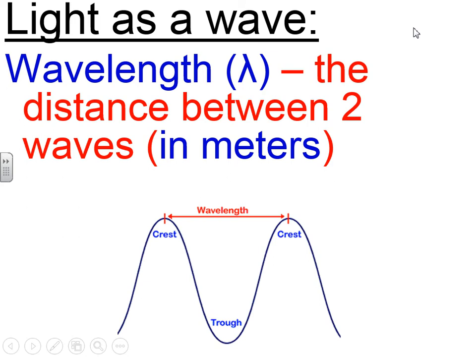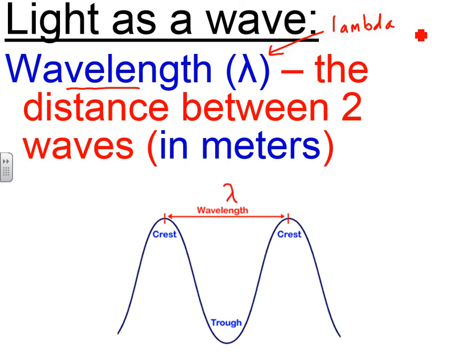Now, a wave has two features that we want to study. It has what's called the wavelength. Now, we're going to symbolize this with this letter. This is a Greek letter. This is the Greek letter L. This is called lambda. And it measures the distance between two waves. So here is our wavelength.